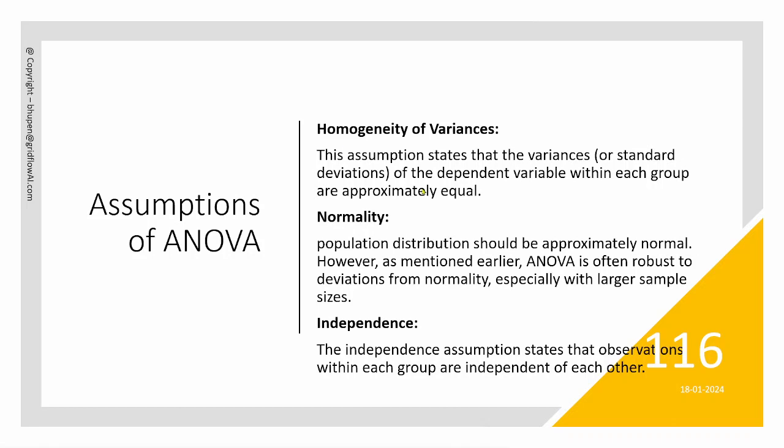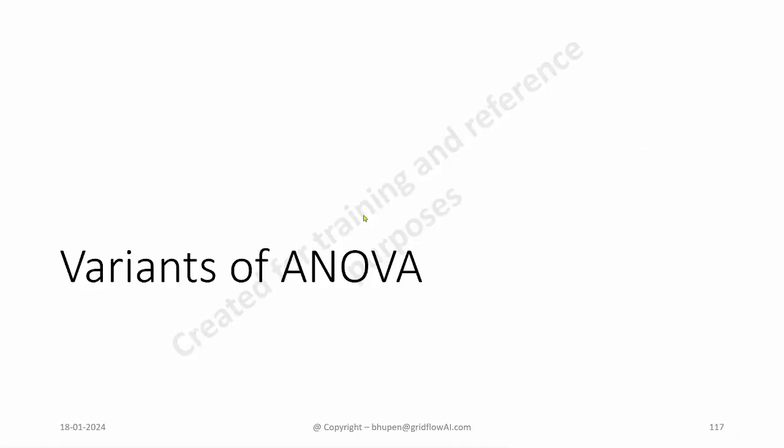There are assumptions in ANOVA, pretty much the same as the t-test: homogeneity of variances, normality of data, and independence. If these conditions are violated, then the results may not be reassuring, so you may have to consider these assumption points as well.